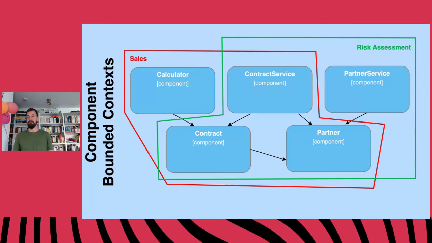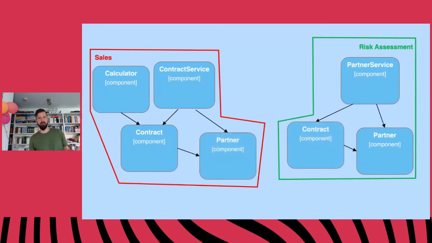So we can see there are some parts which are easy to split, like the calculator and the partner service. But what we also can see is there's a big overlap here in the middle. And what are we doing about that? Well, that's the big problem when working with legacy software, right? So what we would want to do is something like this, right? Have one module, one bounded context sales, and another module, another bounded context risk assessment. But, well, wouldn't this mean that we would have a lot of duplication here? And wouldn't that be bad?